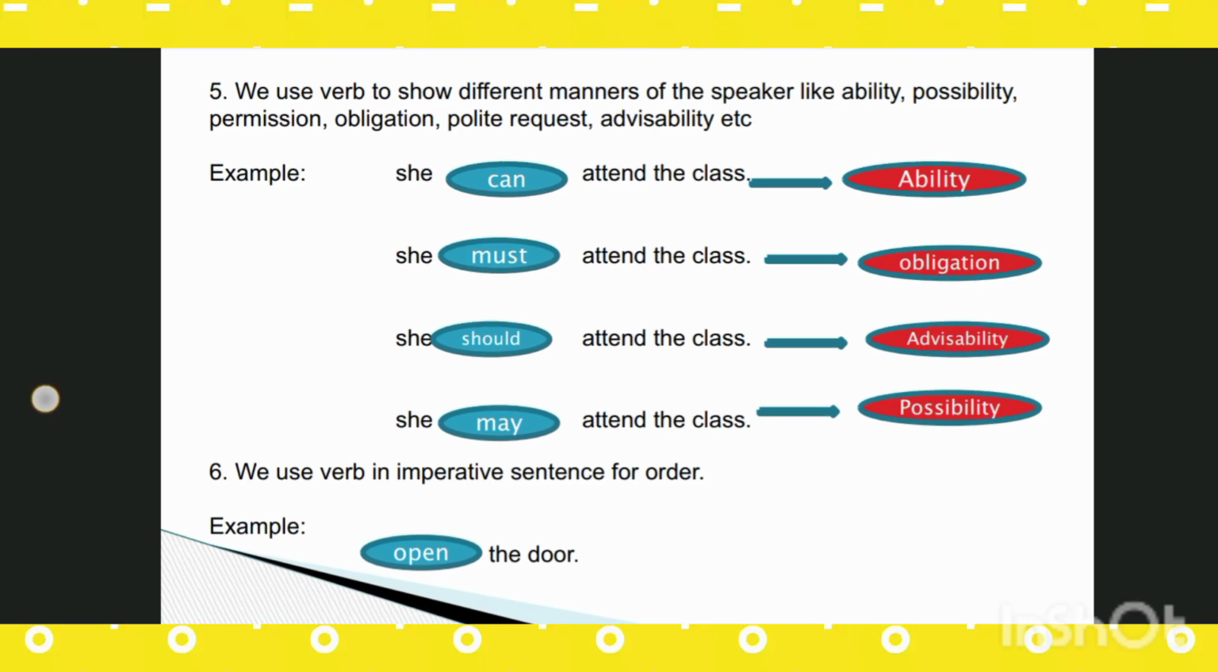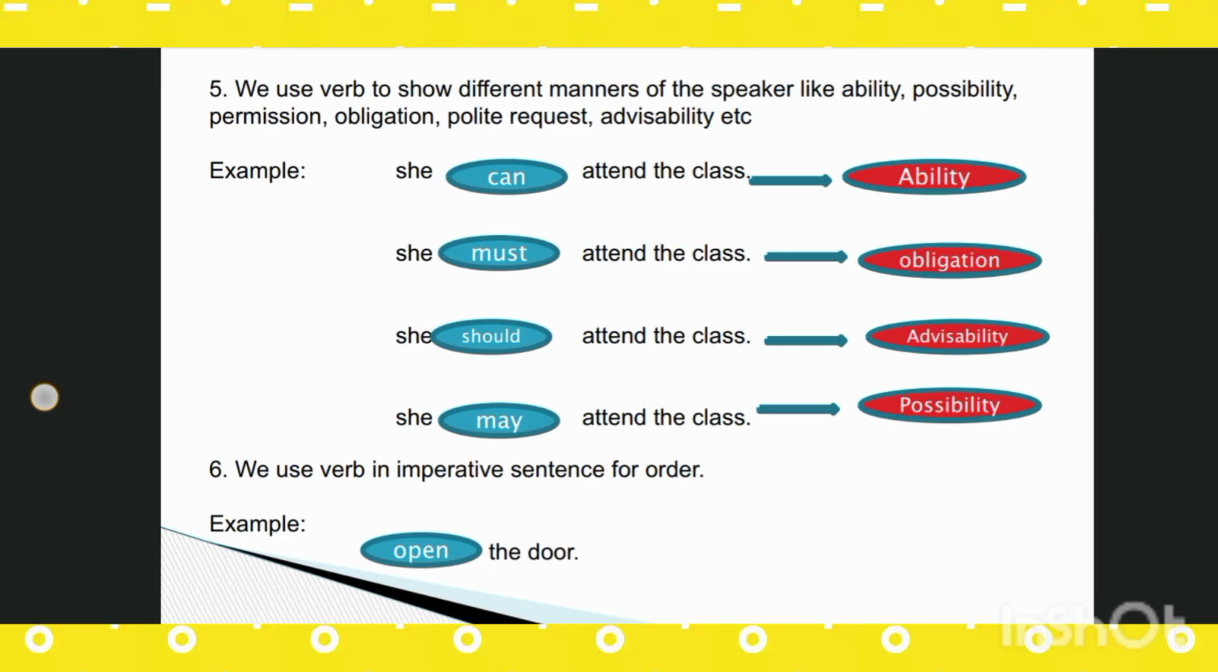Number six: we use a verb in an imperative sentence for an order. What is the difference between this and others? Because in a sentence, we already have usage examples. Open the door. It is imperative.